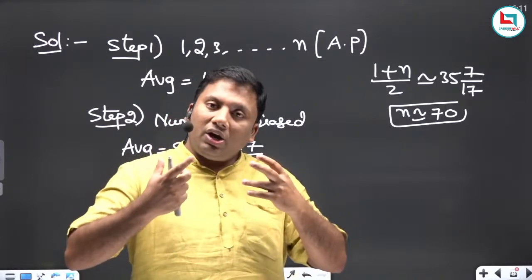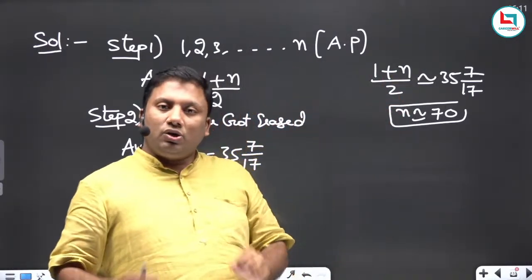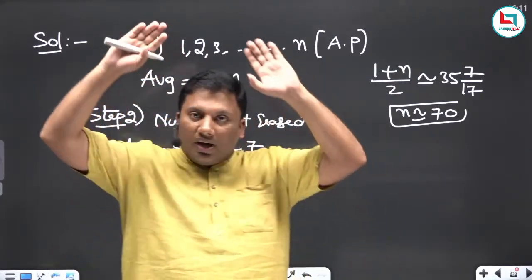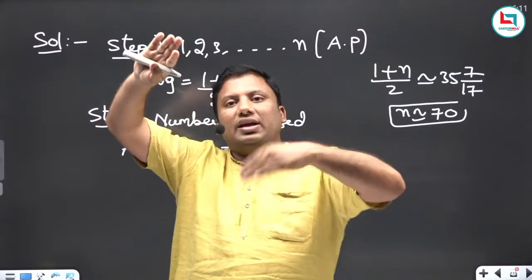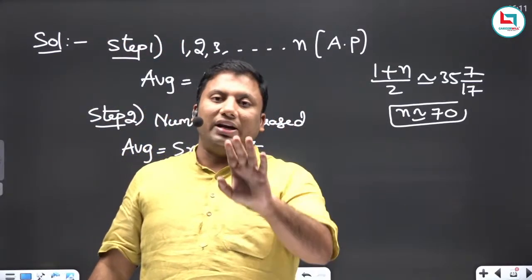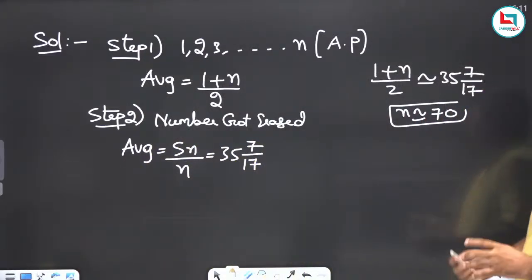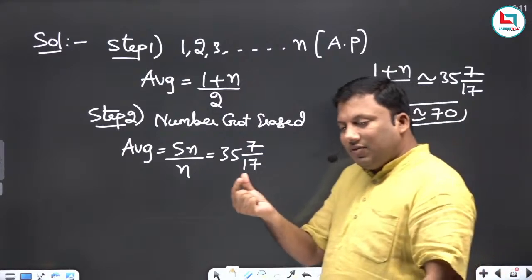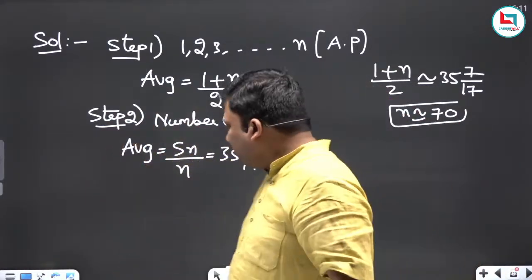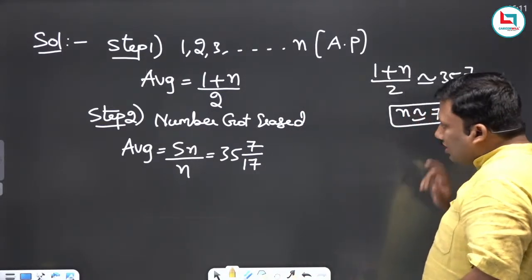Sir, why can n not be around 60? Think logically. 1 plus 60 by 2 is 61 by 2, which is 30.5. 30.5 is the actual average. I erased one number and the average becomes 35.4. That is illogical. So n should be around 70. I hope the idea is clear. n can be 71, n can be 69. The value of n oscillates around 70. This first point, I hope it is clear.